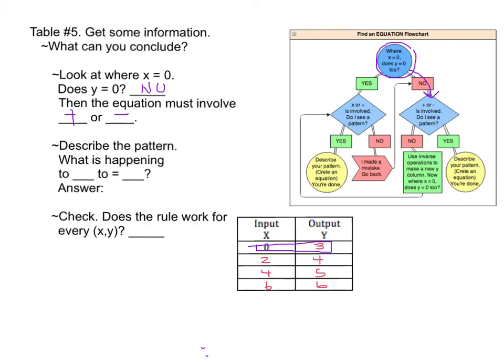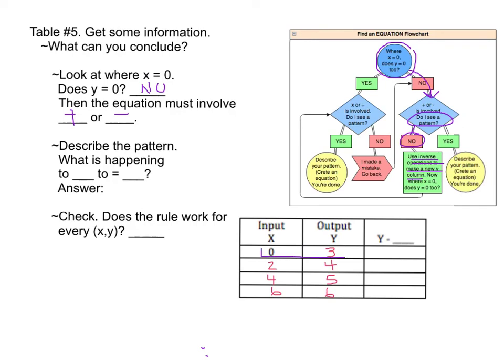So now I need to see, can I describe a pattern? Well, it looks like here I would be adding 3. Second row, adding 2, adding 1, and adding 0. So, do I see a pattern? I'm going to follow over here and say no. So that means I need to use inverse operations to make a new y column.